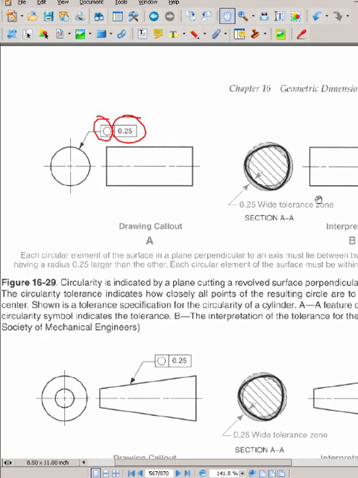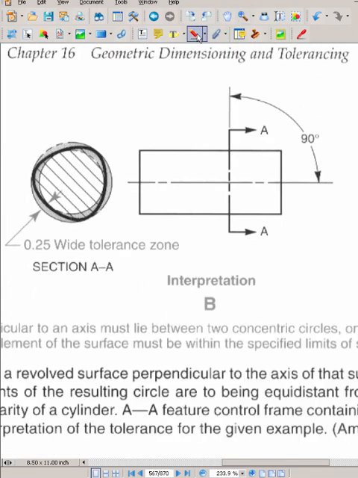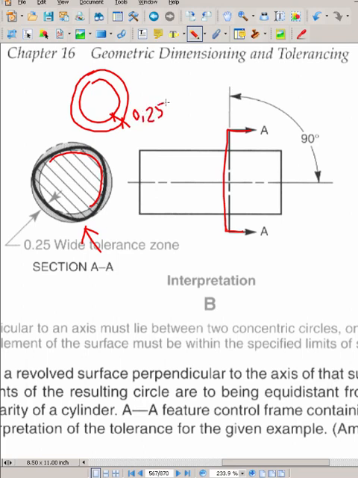There's the call out. And if you were to take a section view of the part and look at it, like here's my section, section AA, there's the result. I draw a tolerance zone. A tolerance zone would be like this, where this right here is the 0.025 wide. You draw my tolerance zone here, and even if my part is shaped like this, it's not a perfect cylinder, but as long as it falls within this zone, as this part does, it passes.